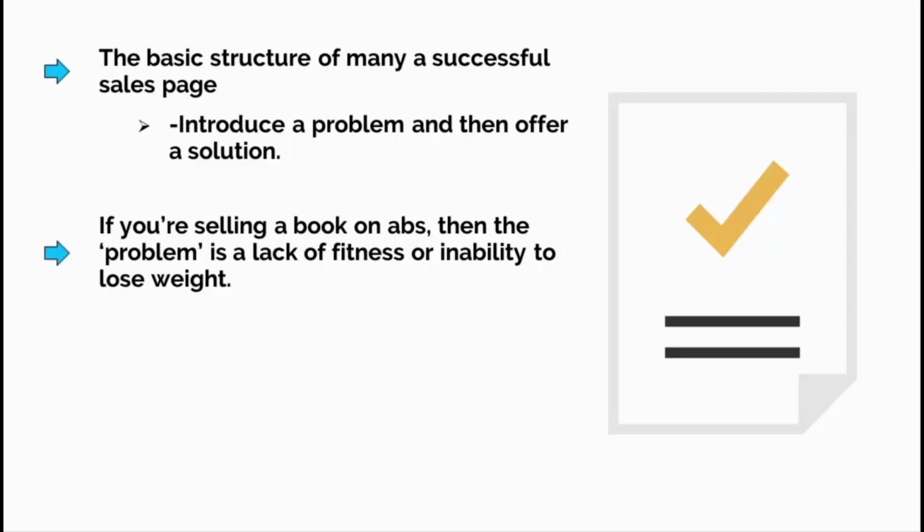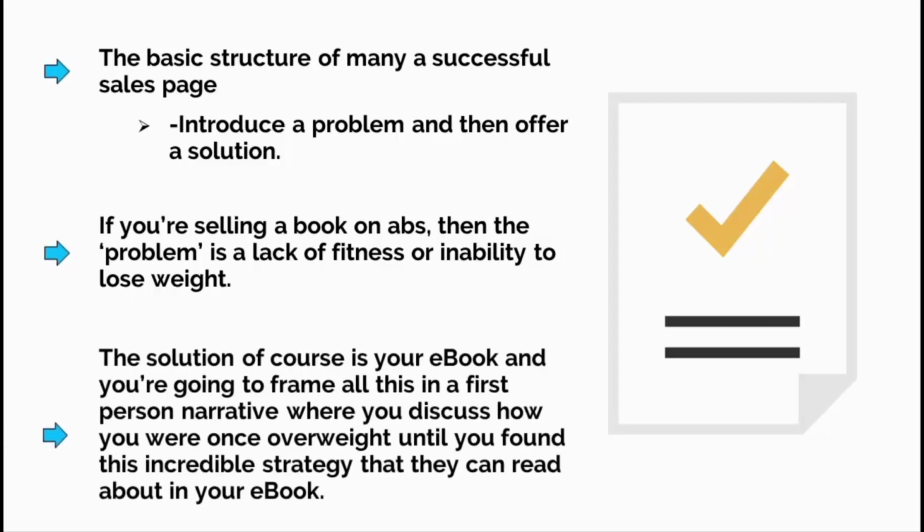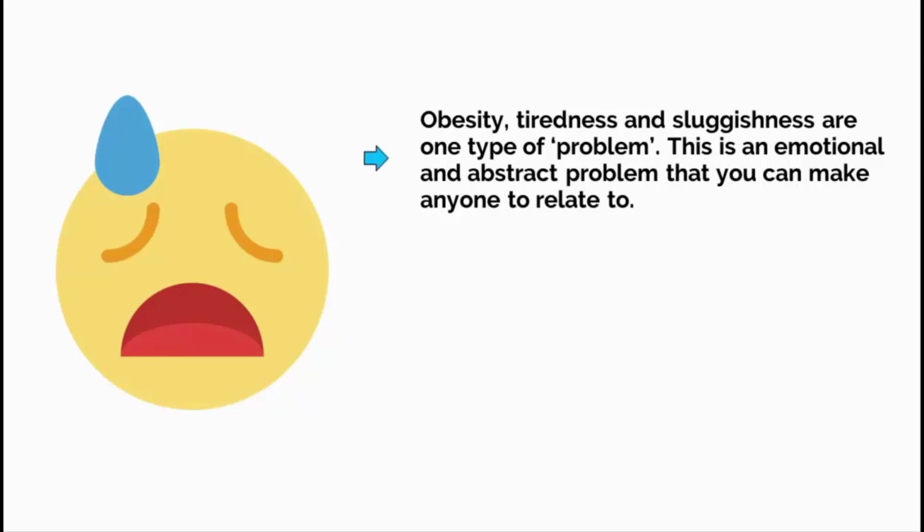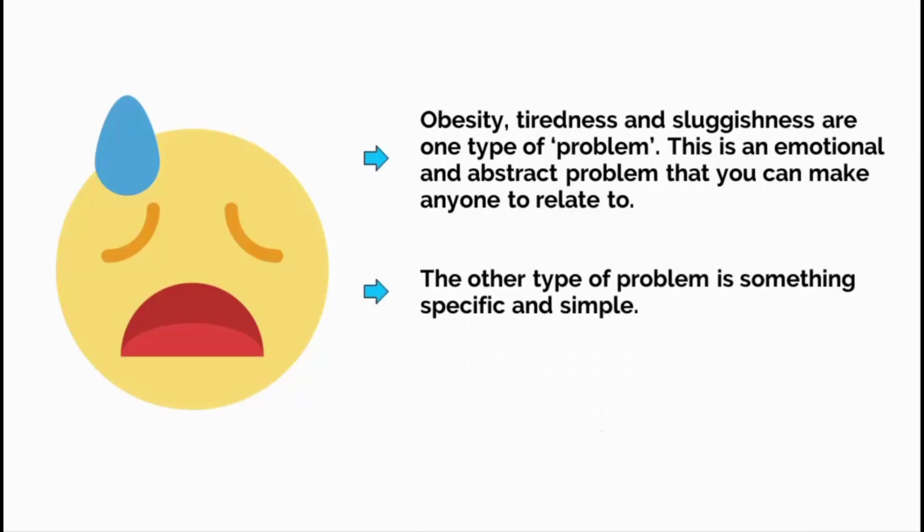If you're selling a book on abs, then the problem is lack of fitness or the inability to lose weight. The solution, of course, is your ebook, and you're going to frame all this in a first person narrative where you discuss how you were once overweight until you found this incredible strategy that they can read about in your ebook. Obesity, tiredness, and sluggishness are one type of problem. This is an emotional and abstract problem that you can make anyone relate to. The other type of problem is something specific and simple.